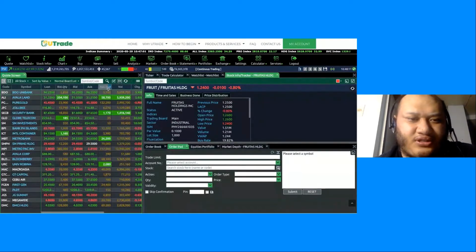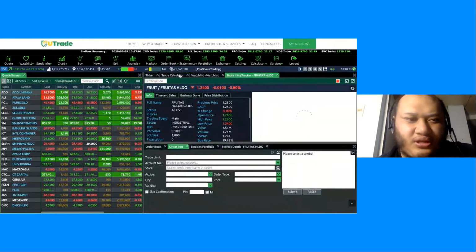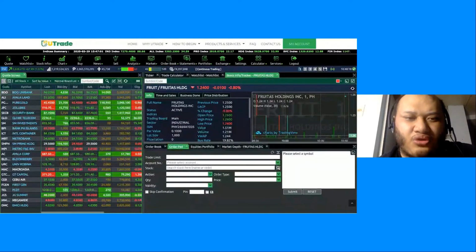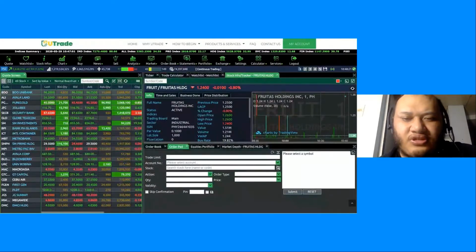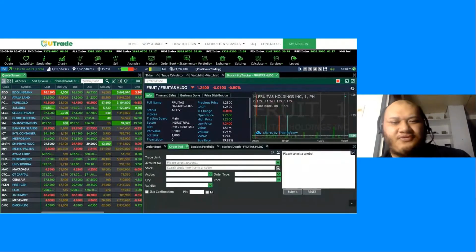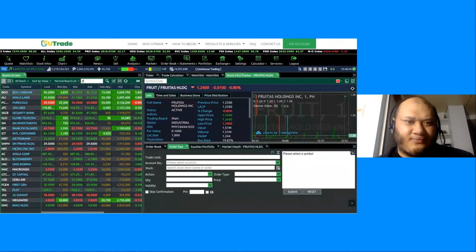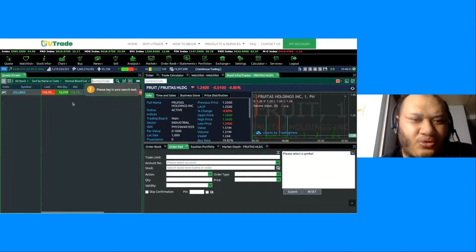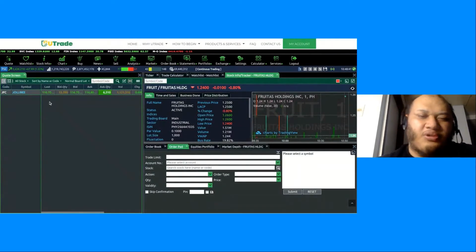If you notice here, there's a lot of things going on, right? It's very important that you know the code for the specific company that you're looking for. So for Jollibee, that's JFC. You just type that and click it, and it will show you the price. Here you see the last price, meaning this is the last traded price for today, right?